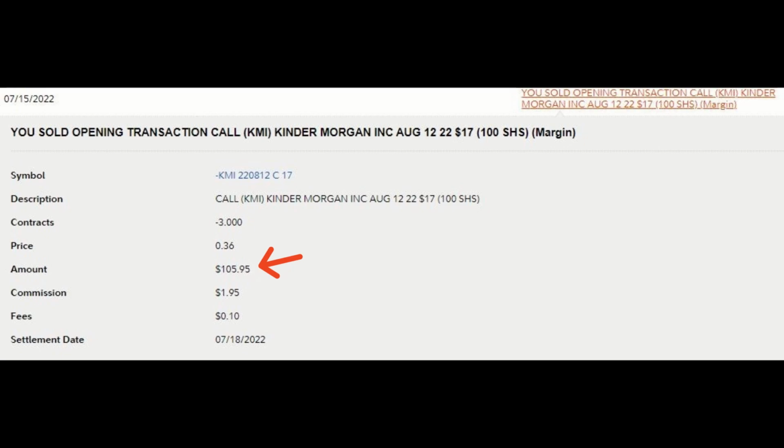$105.95. So I feel pretty good again about this going out. My basis is quite low. I really like the dividend that Kinder Morgan is paying me, so I'm going to continue to try to kind of retain these shares, but play as close to at the money as I can.